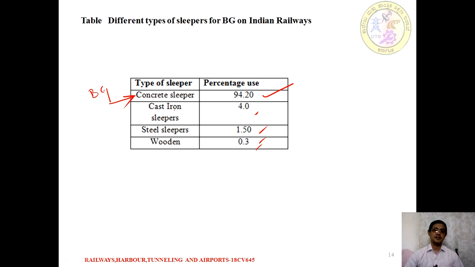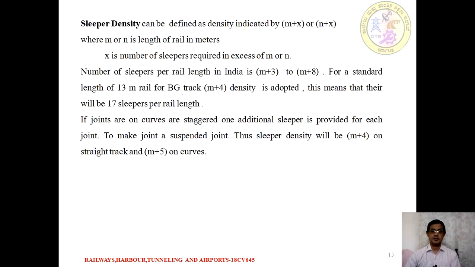So as it has been defined in Indian Railways, for the broad gauge we are usually going to be concerned about concrete sleepers. The next concept is sleeper density. It is not a material density. Sleeper density can be defined as indicated by the letter.